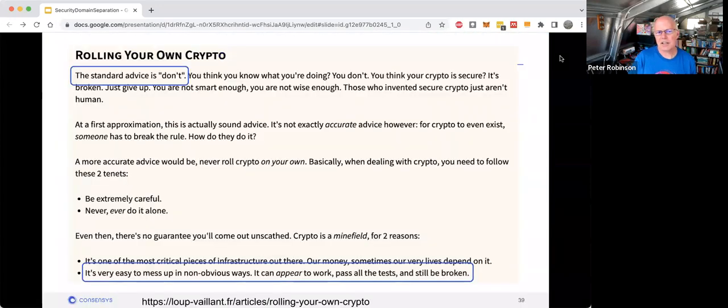So how do you actually implement this? Well, there is a saying that you shouldn't roll your own crypto. And so here, as the person is saying, the standard advice is don't. And the other thing right at the bottom of the circle here is it's very easy to mess it up in non-obvious ways. So it can appear to work, can pass every test, but it still can be broken. So yeah, there are dragons here.